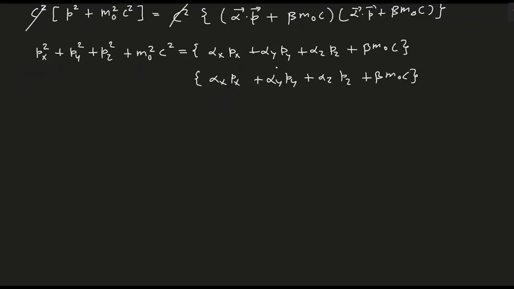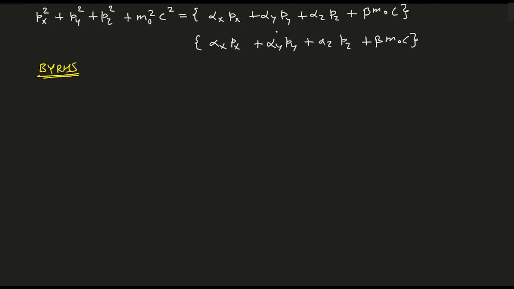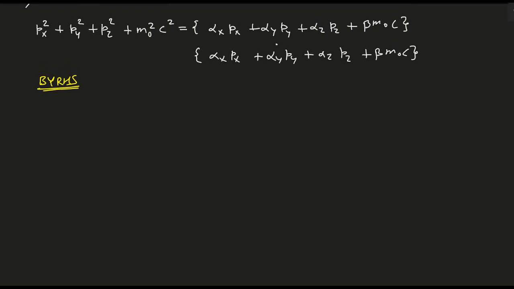We will compare the coefficient of px squared on both sides, so you will get some idea about what alpha and beta are. Let me write. We are just solving the RHS. First, you need to multiply the first term, alpha x px, with these four terms. If you do this, you will have alpha x px multiplied by alpha x px, that will be alpha x squared px squared.